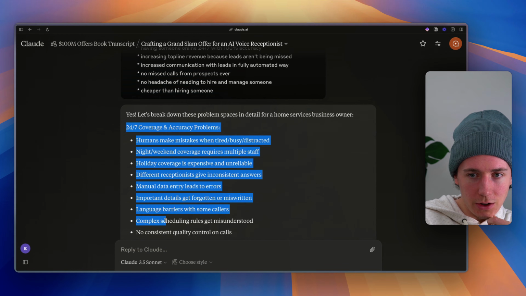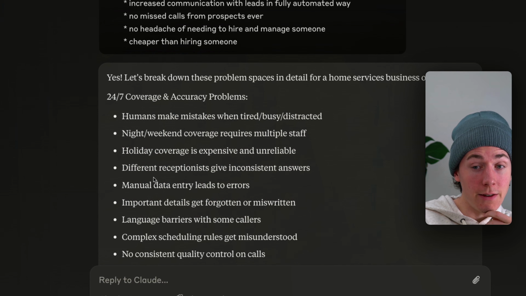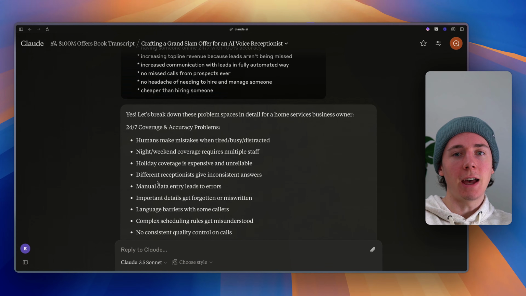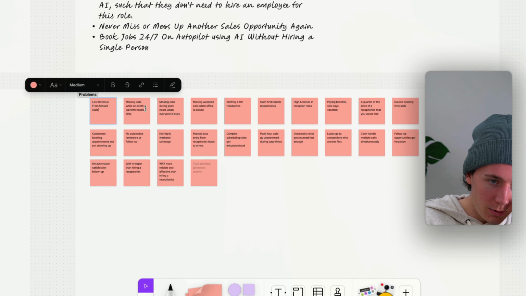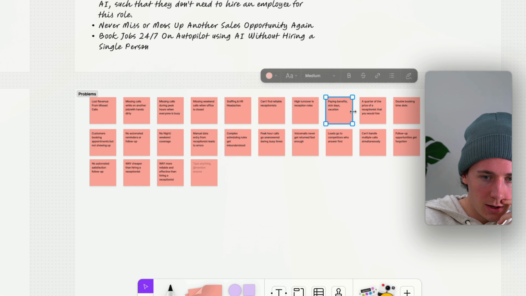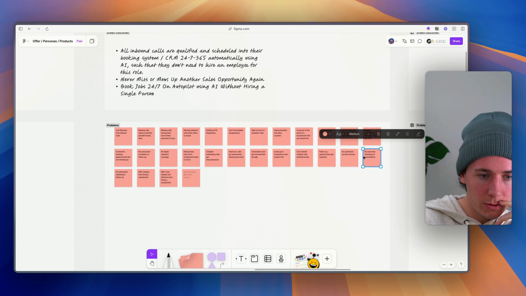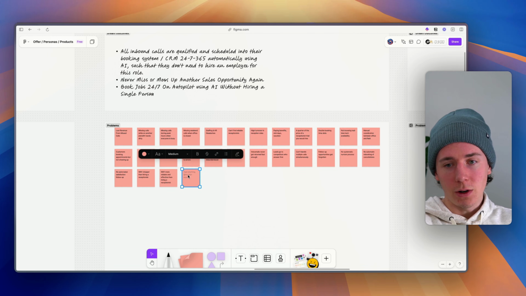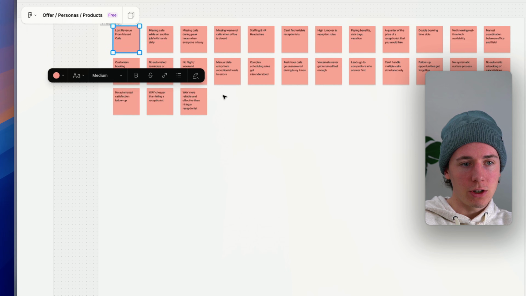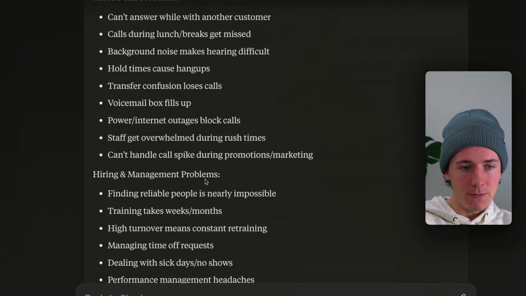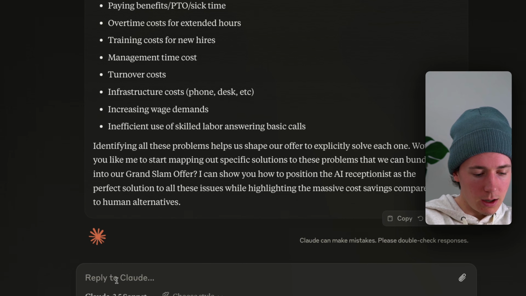So the idea here is this is what's called divergent thinking. We want to diverge to as many possibilities as we possibly can. And so look, we just got 1, 2, 3, 4, 5, 6, 7, 8, 9, 10, 11, 12, 24, 27 problem statements, which is actually quite a lot.